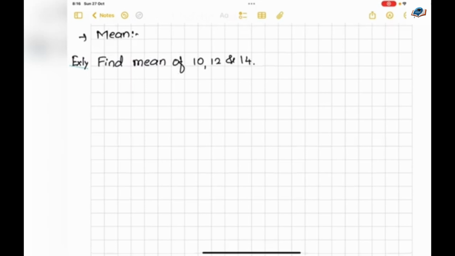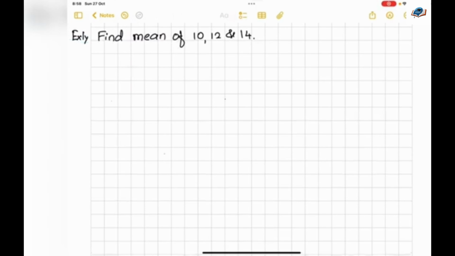Now, to find the mean, the formula is that of average, that is, the sum of all the numbers divided by the number of observations. So 10 plus 12 plus 14. Three numbers are there, so I will divide by 3. So 36 by 3, my mean will be 12.